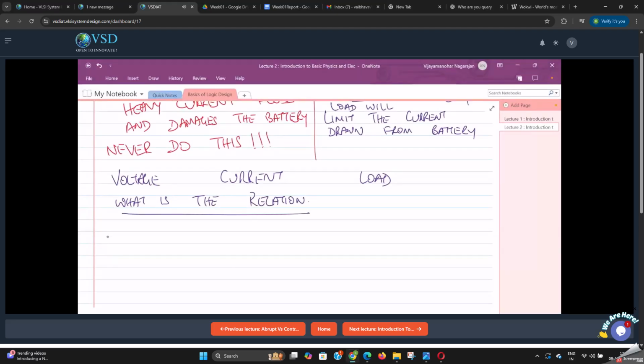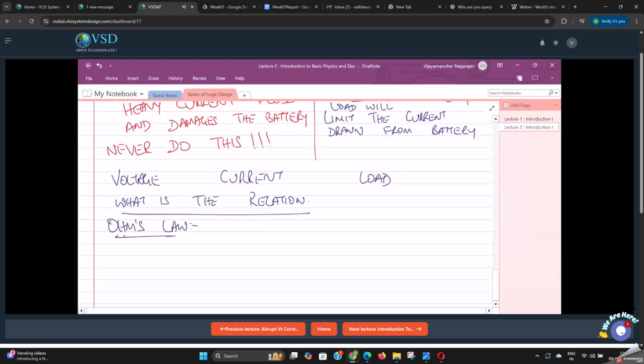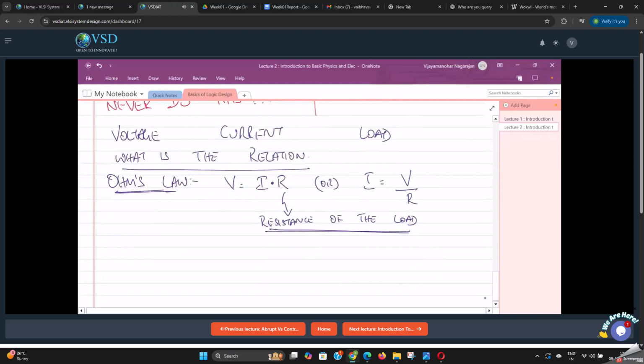So the relation is given beautifully by Ohm's law. What Ohm's law states is voltage equals current into resistance, or I is equal to V by R, where R is the resistance of the load. Resistance is nothing but resistance to the current flow. Okay, resistance of the load.